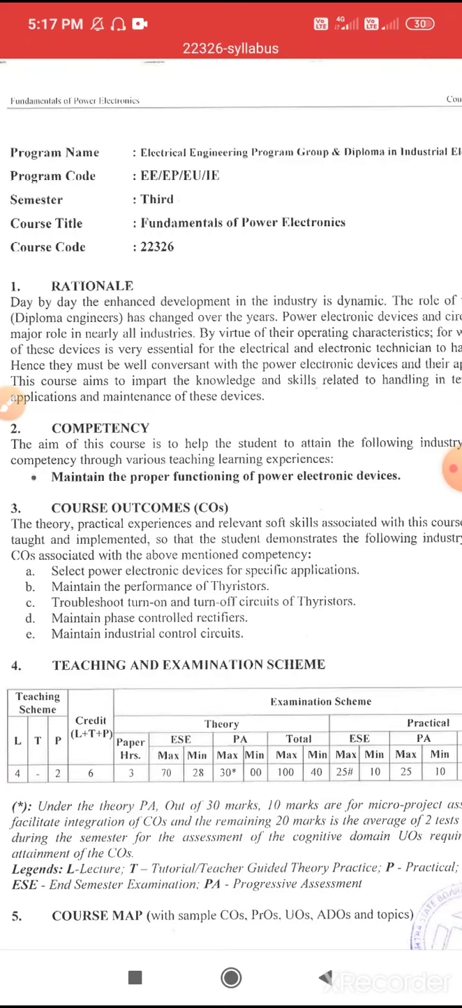Next is to maintain the performance of thyristor, which is related to topic number second, thyristor family devices. Third is to troubleshoot turn on and turn off circuits of thyristor, which is related to unit number 3, turn on and turn off methods of thyristor. Next outcome is to maintain phase controlled rectifiers, which is related to unit number 4, phase controlled rectifiers. And last is to maintain industrial control circuits, which is related to unit number 5, industrial control circuits.